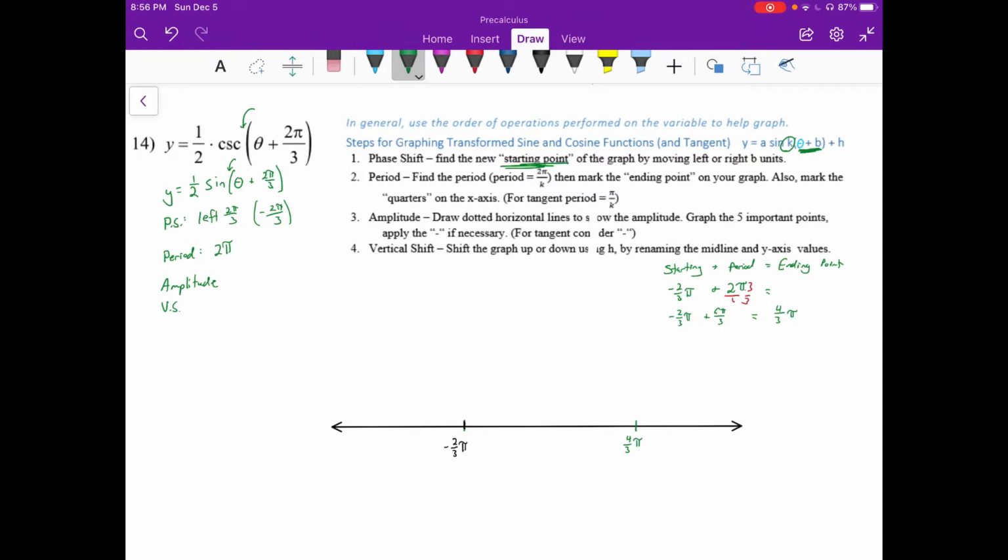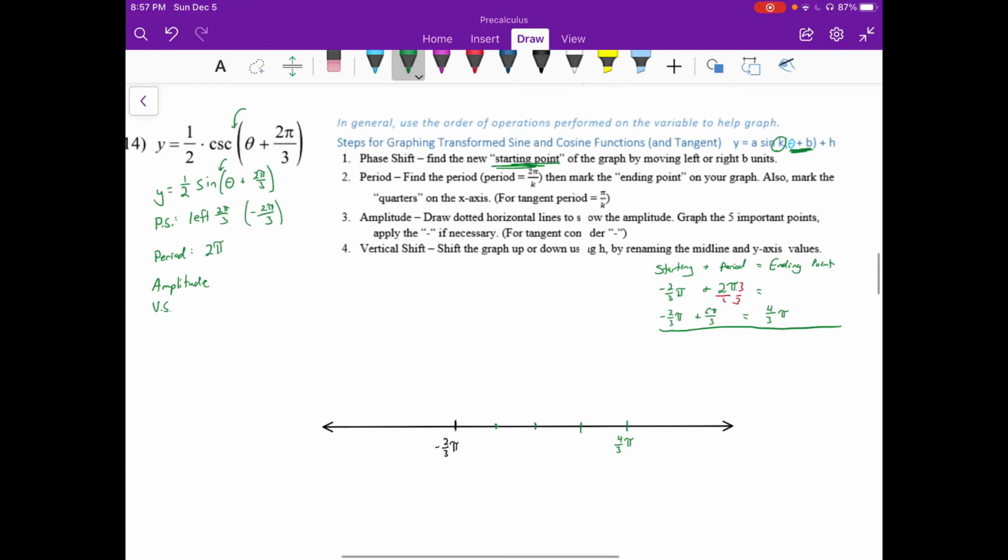And then we're going to split that in half. So we're going to do our quarters here. This is where the quarters can get a little bit tricky, but to find those quarters, we want to find the quarter of our period. We take our period, which is 2 pi. A quarter of it is 2/4 pi, which is 1/2 pi. We're going to add that to each point. So we're going to add 1/2 pi, and add 1/2 pi again.